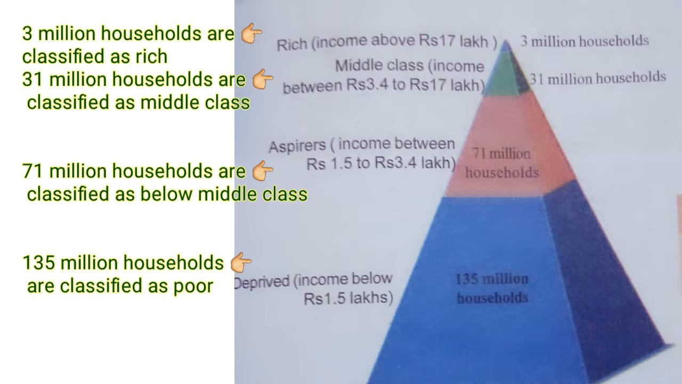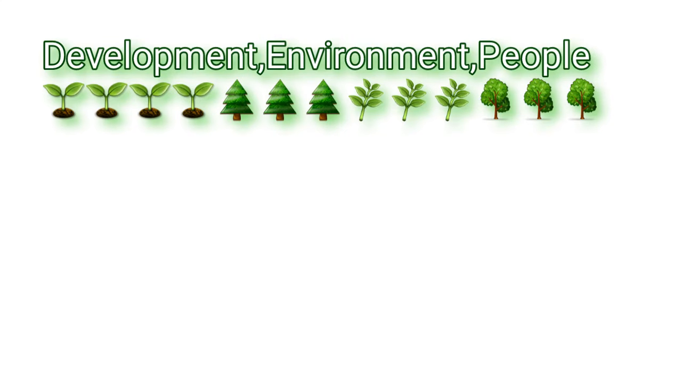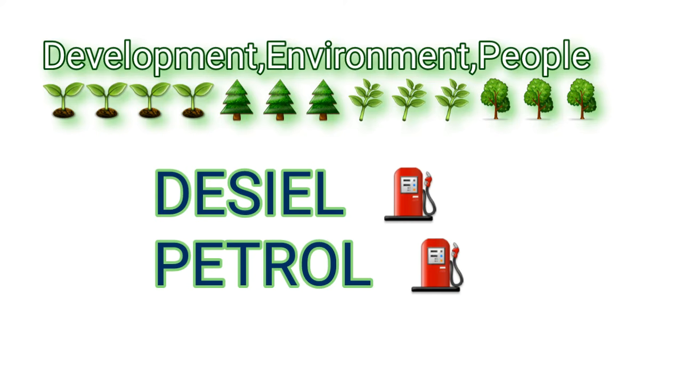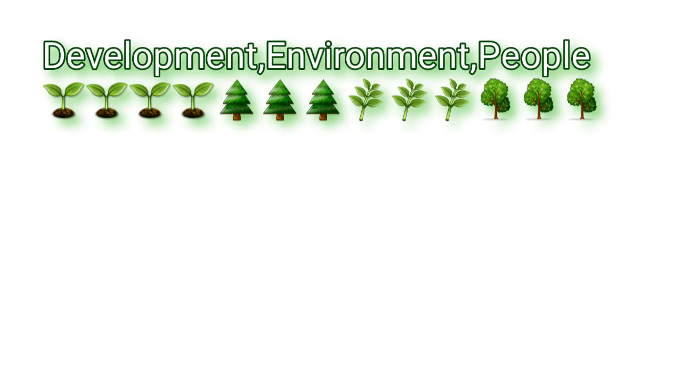Okay. In this chapter we will explore the relationship between development, environment and people. That means people's development depends on the environment. We have seen how environmental resources have been used up and damaged in the name of development, like deforestation, soil erosion, overusing fossil fuels. Fossil fuels means diesel, oil, petrol. And then chemicals, pesticides, etc.